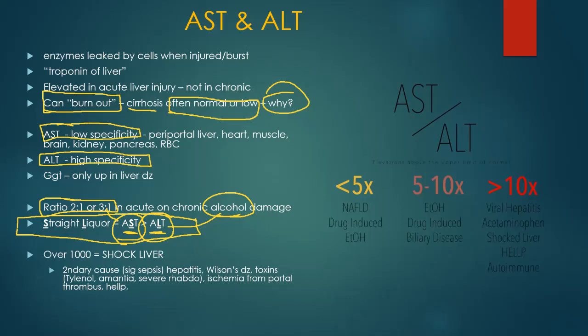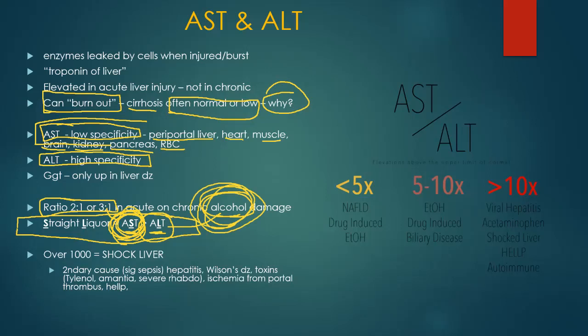So that means it's a lot more common for AST to be high. It can have problems with red blood cells, heart, muscle. It can be around the liver. It can be pancreas. It can be kidney. It can be brain. There's a lot less specificity with the S. But the S is going to be significantly bigger with alcohol, because alcohol does a lot of damage, right?